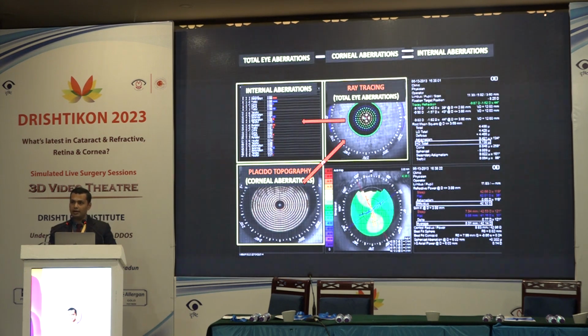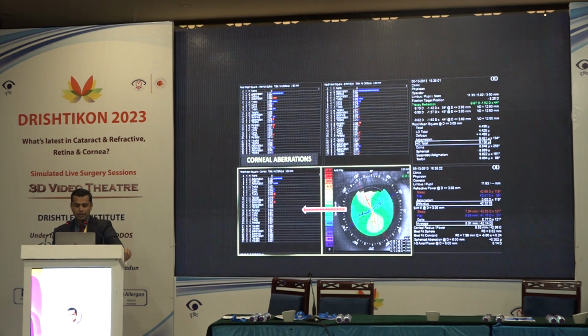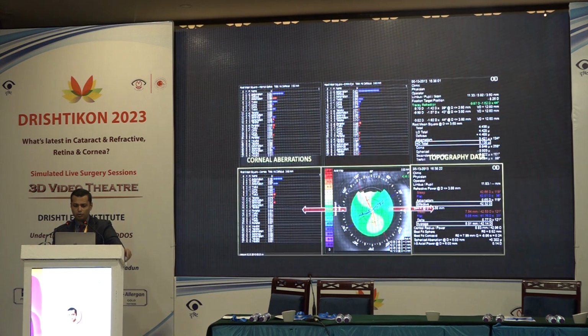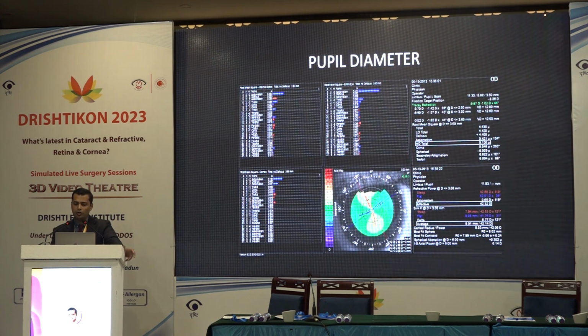It's anything but the anterior tear film, because the tear film is the first surface which has been picked up by the topography. Anything after that is internal aberrations. But for most practical purposes, it lands up being the lens because that's the biggest optical element in the eye. So again, because you have corneal aberrations, you have corneal topography data, which is your basic topography data that all topographers give. And it also gives you things like pupil diameter and so on and so forth.